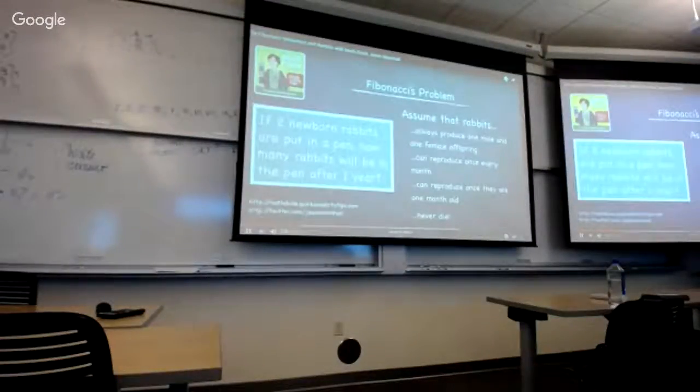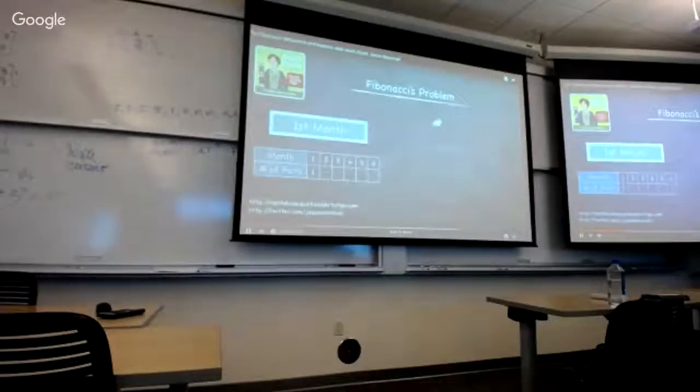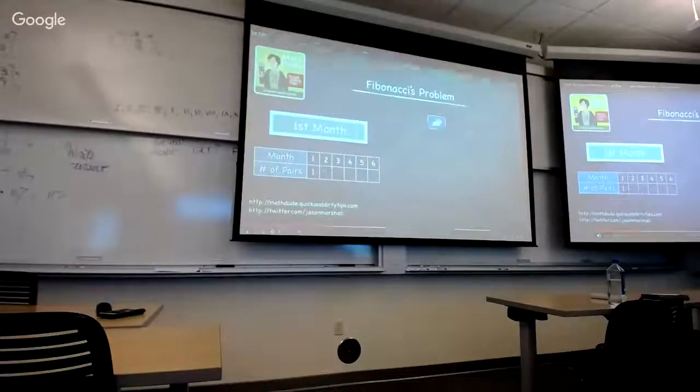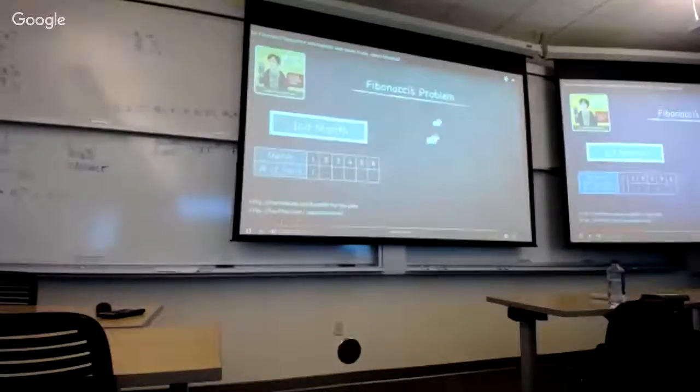What's the solution? Well, let's think in terms of how many pairs of rabbits are in the pen at the beginning of each month, starting with the one newborn pair in the pen at the beginning of the first month. These newborns are too young to reproduce, so we begin the second month with one pair as well. It's the same pair, but they're now adults that are mature enough to mate. As a result, one new pair of rabbits is born at the end of the second month.